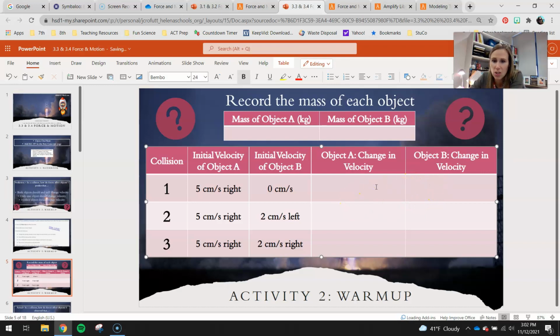So you guys would have -2 for A, 8 for B. You guys will reset and build where this one's now moving 2 centimeters to the left. And then the third time you'll make the puck B move 2 centimeters to the right. Okay, the last thing you guys need to do is record the mass of A and B.